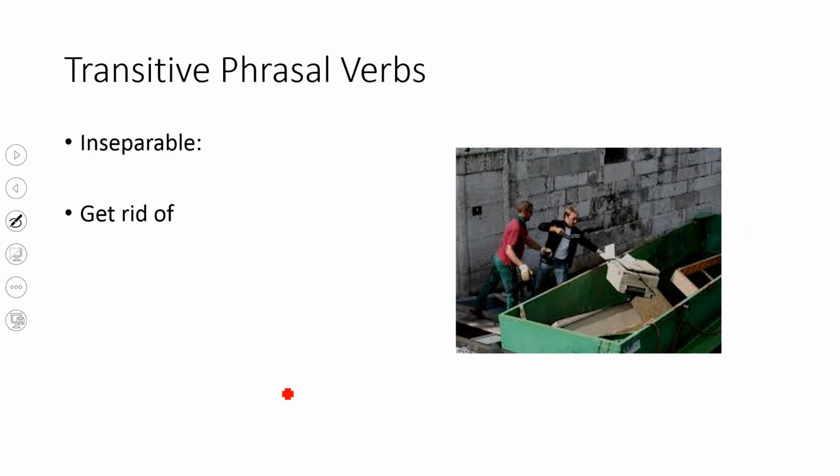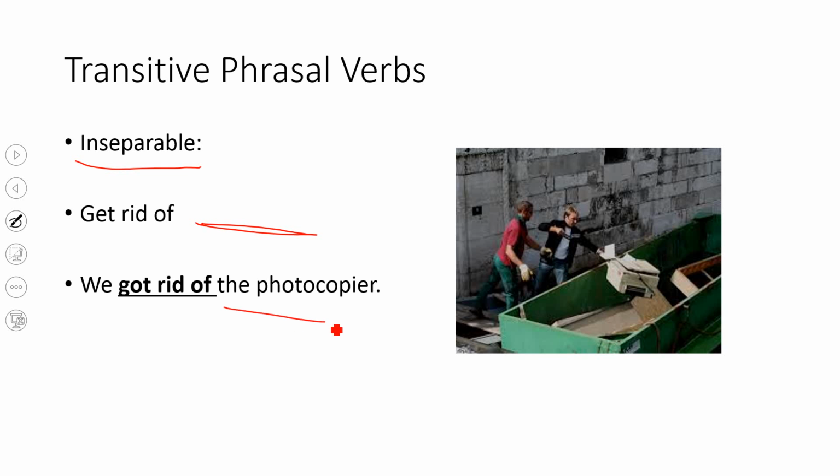Now we're going to talk about the inseparable phrasal verbs. So these are ones that require an object, but the object is always going to come after the phrasal verb. So we got rid of the photocopier. Got rid of means to throw away or to no longer own it. And with get rid of, the object always comes after the preposition. Most of the inseparable, or most of the 3-word phrasal verbs like got rid of are inseparable. So the object always comes after.